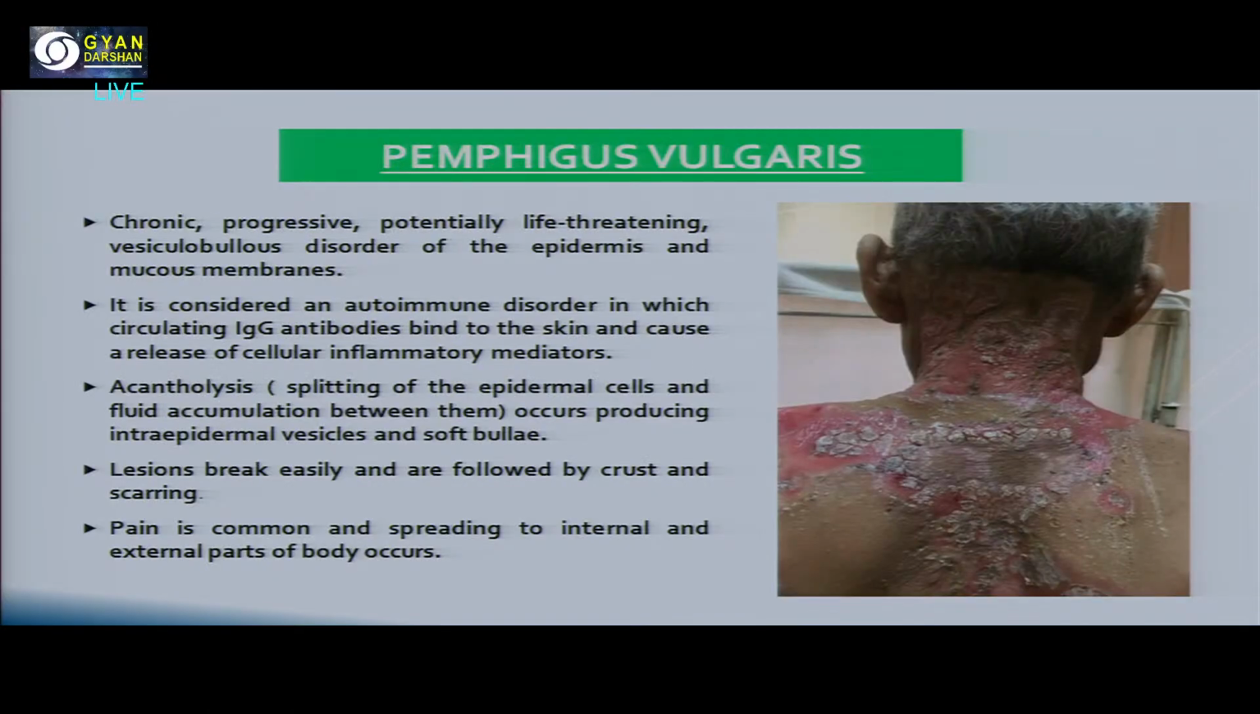Next, another important thing is pemphigus vulgaris. See, look how many scales are there over the patient's body. There are red colored lesions and lots of scales, and this is very painful also. This is pemphigus vulgaris, a very chronic, progressive, life threatening disorder where there are vesicles filled with fluid. Bullae are also there and it affects your epidermis and mucous membrane. It is considered an autoimmune disorder.